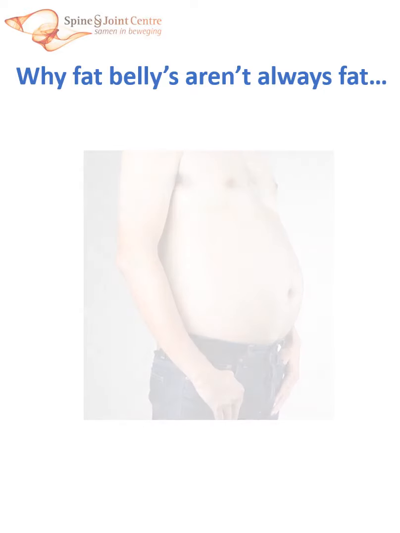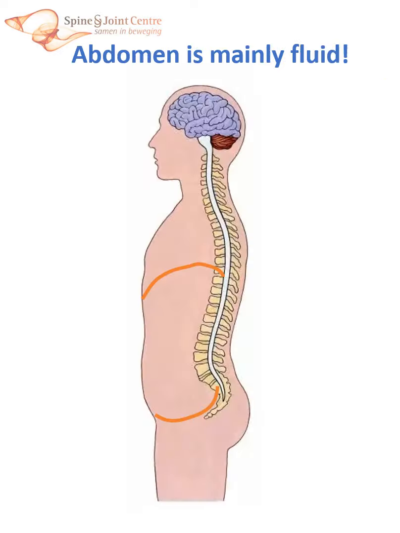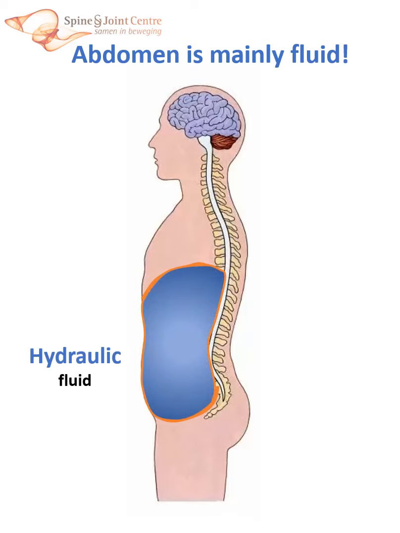In our Western society, many of us could lose some weight. But what we don't realize is that many saggy tummies have less to do with fat and much more with dysfunctional abdominal muscles. In this video, we'll explain how it works. In the previous video, we learned that our abdomen is predominantly filled with liquid. This makes our abdomen a hydraulic pressure vessel. Considering the abdomen as a hydraulic system has several consequences, one of which we will discuss here.